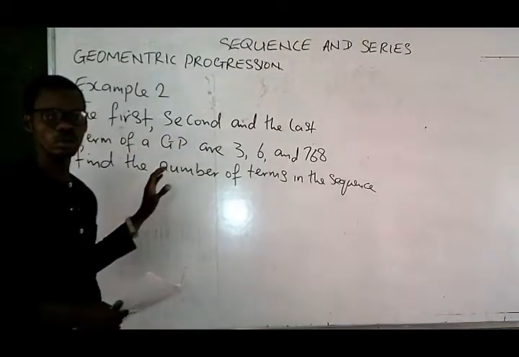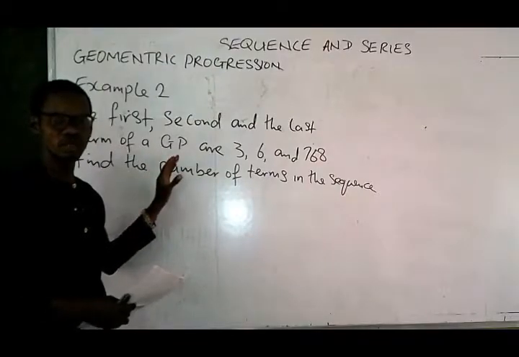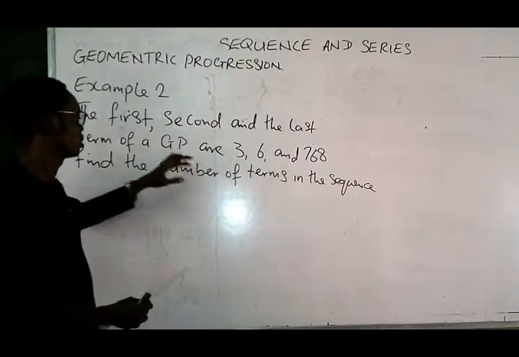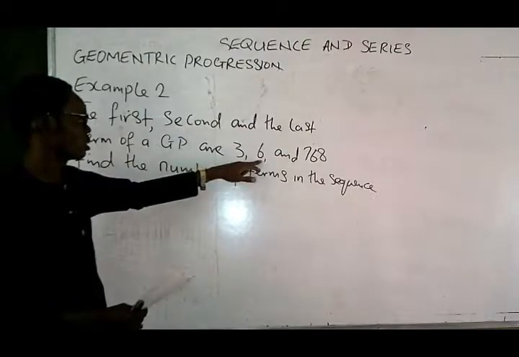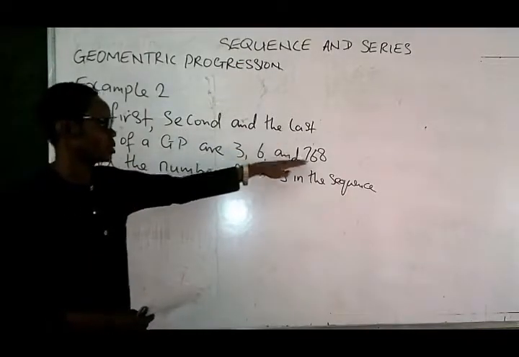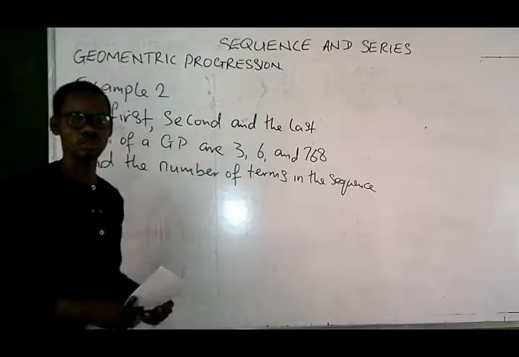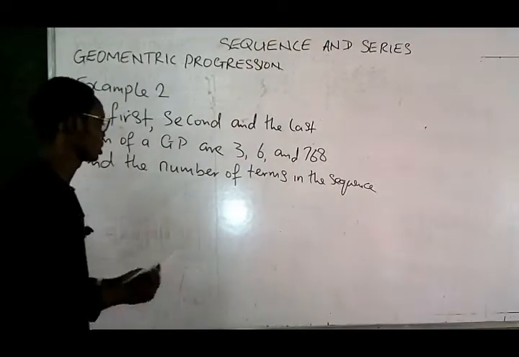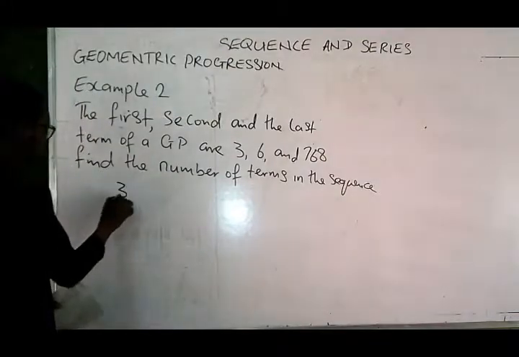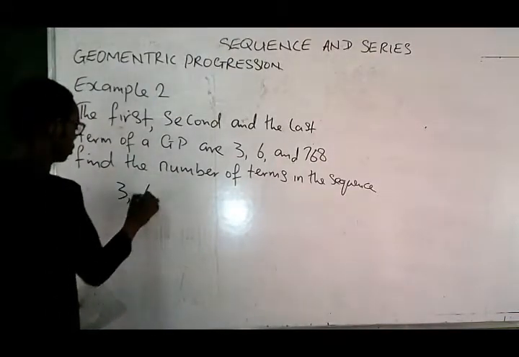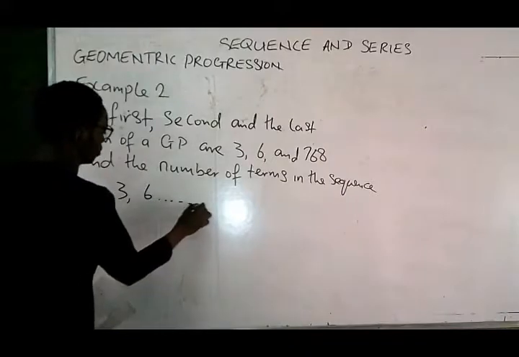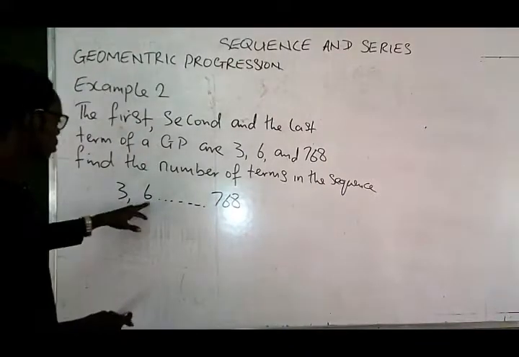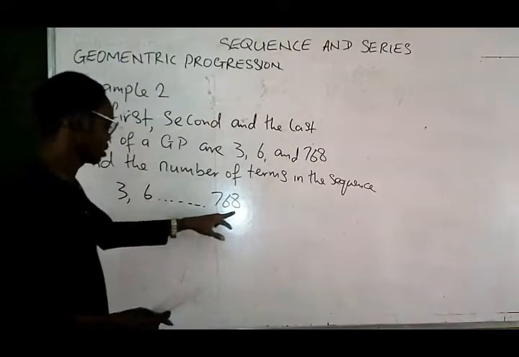What this statement means is that the first term is 3, the second term is 6, while the last term is 768. So this is just a way of writing something like this: first term, second term, 768. First term, second term, last term.